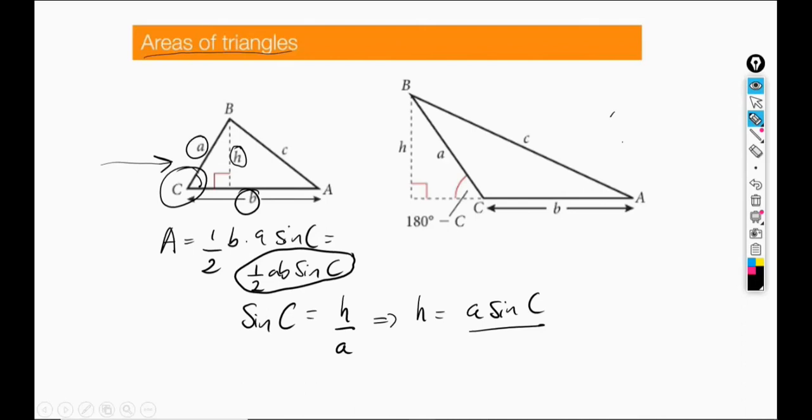So this is the case of an obtuse triangle. So again, remember that the area of any triangle would be 1/2 base times height.